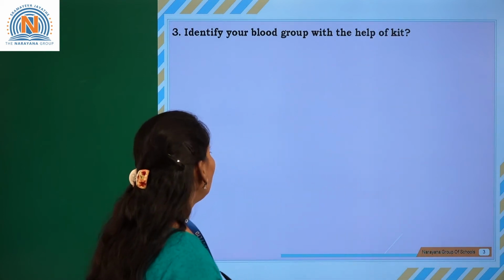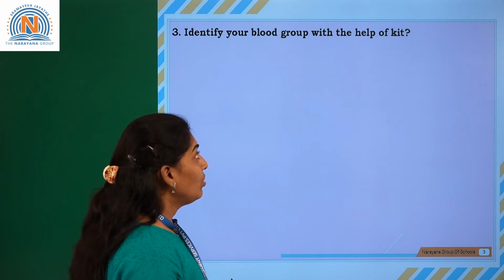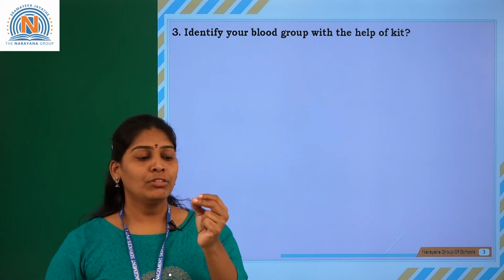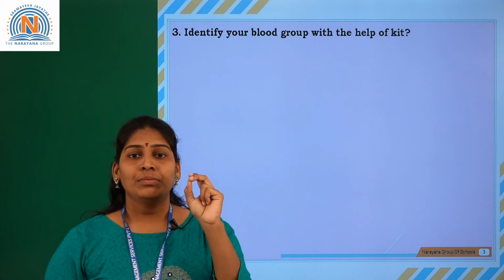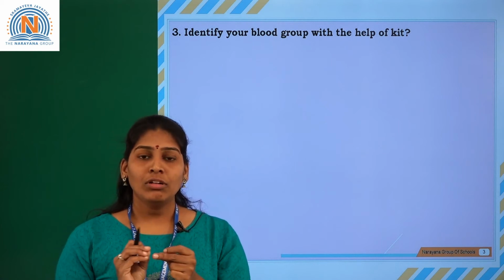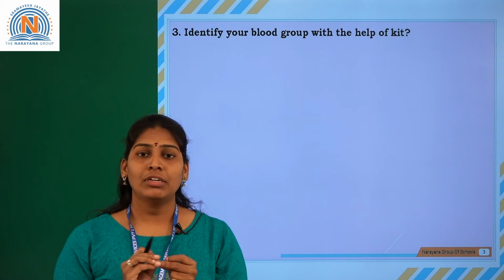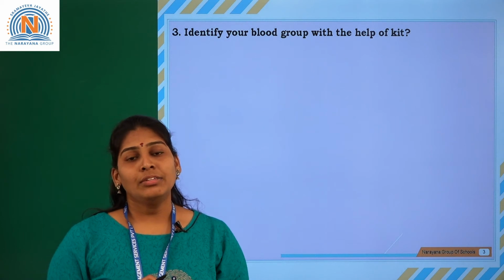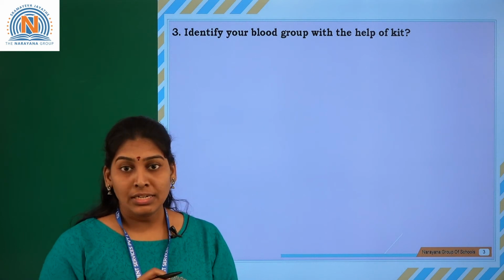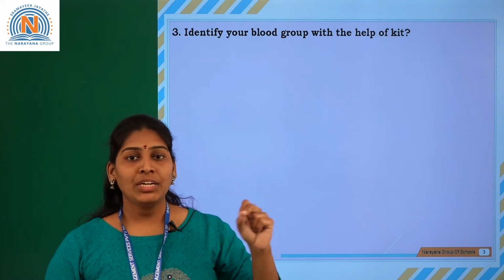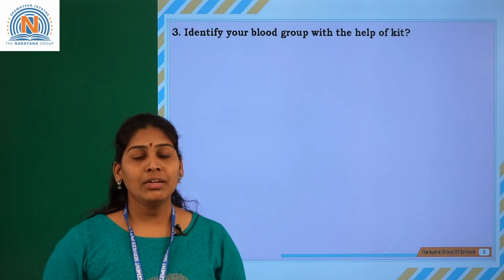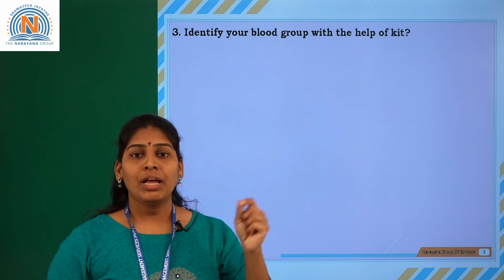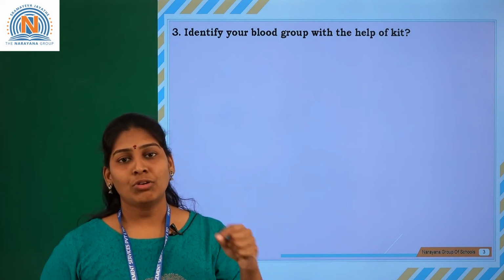The next question is, identify your blood group with the help of the kit. Here we need to take a blood sample by pricking our finger. We select a finger and clean it with ethyl alcohol using cotton. Then we prick it with a sterilized needle and take 3 drops on the slide. The kit consists of antisera A, B and RH. We add these 3 droplets to the 3 drops of blood sample.